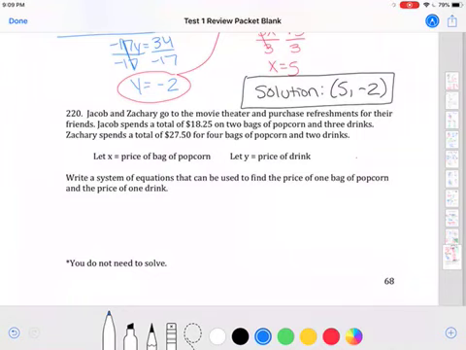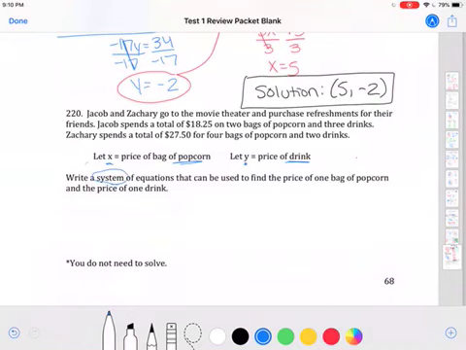All right, last question. It says, Jacob and Zachary go to the movie theater and purchase refreshments for their friends. Jacob spends a total of $18.25 on 2 bags of popcorn and 3 drinks. Zachary spends a total of $27.50 for 4 bags of popcorn and 2 drinks. It tells you, let x equal the price of popcorn and y equal the price of a drink. So we need to remember that for sure. It says, write a system of equations that can be used to find the price of 1 bag of popcorn, or x, and the price of 1 drink, which is y.